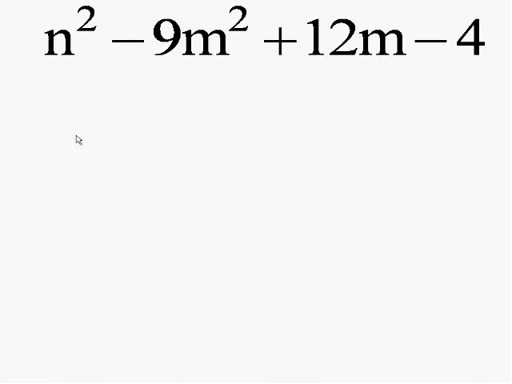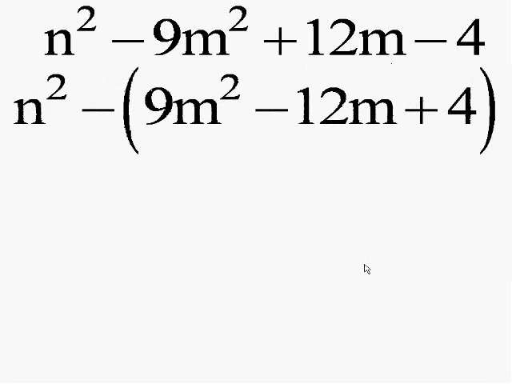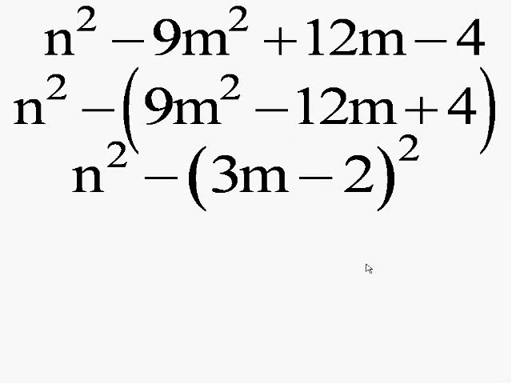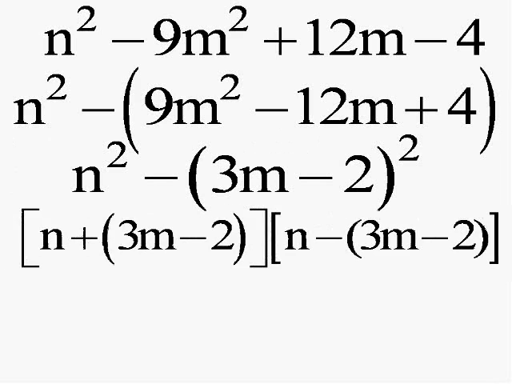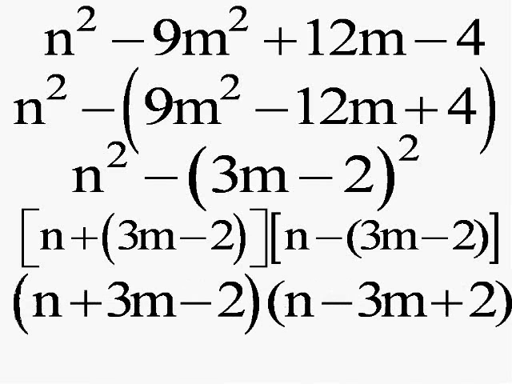Now here, it's the n squared that has nothing to do with this. So this is going to be my trinomial square. So the first thing is that I need to group that. Then turn it into the trinomial square. Now I've got my difference of 2 squares, so that becomes my first factorization. Open up the internal brackets, and there's my final answer.